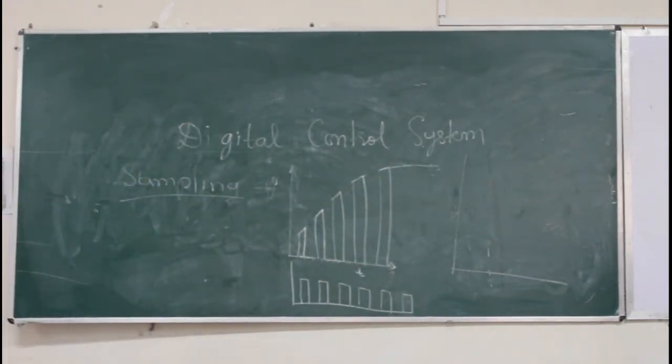Is it clear or not? This will be my output. Now I will be using this sample for further processing. This process is called sampling. Is it clear?